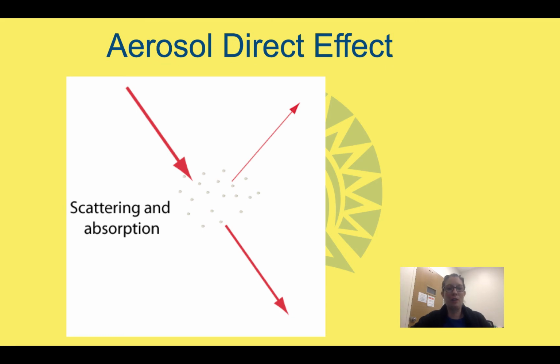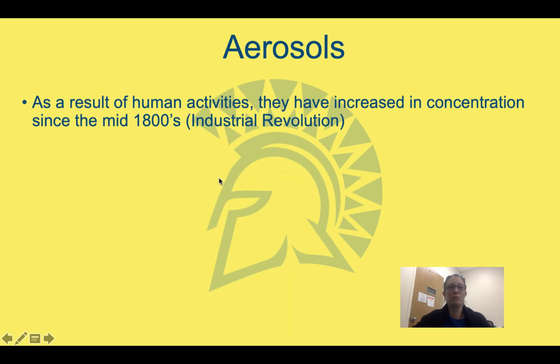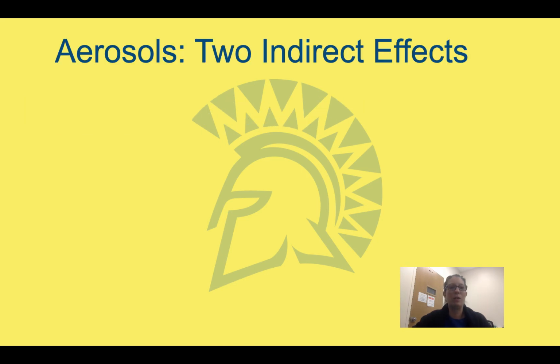Okay, so you can see here's some aerosols. Some of these aerosols are absorbing the incoming radiation. Some of it is scattering it. But the net effect is cooling. You can see that the energy coming in is generally going to be reflected out. As a result of human activities, they have increased in concentration since the mid 1800s. So driving our cars, deforestation, manufacturing, lots of different things that we do, a byproduct is aerosols.